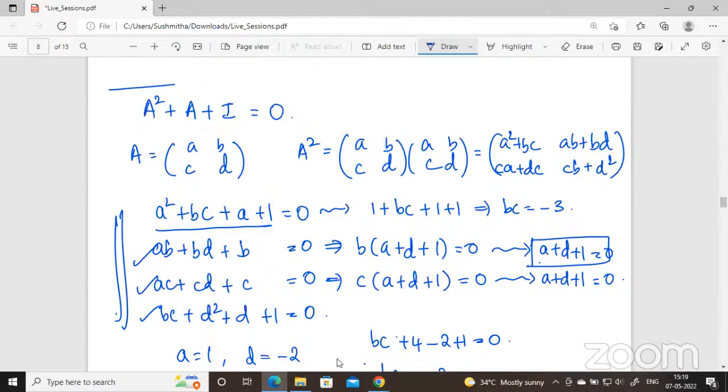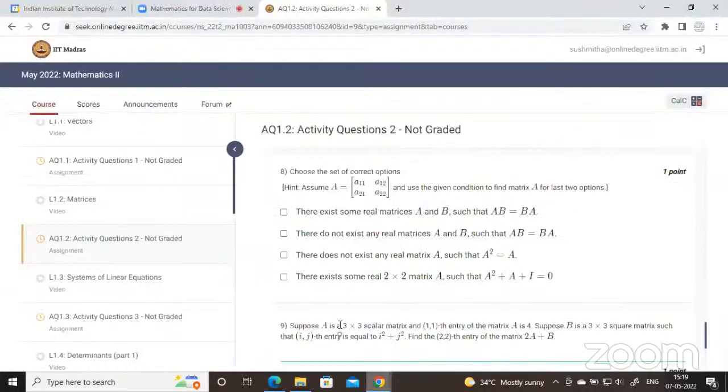Yes. So in this, AB is equal to BA. Which one do you want? Last option. Last and first, madam. Both. Okay, there exists some real matrices such that AB is equal to BA. Can you give an example of a matrix for which the first one is true?